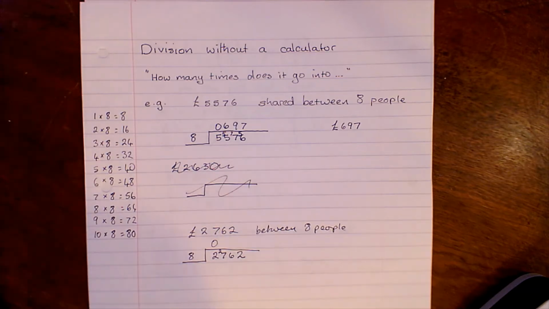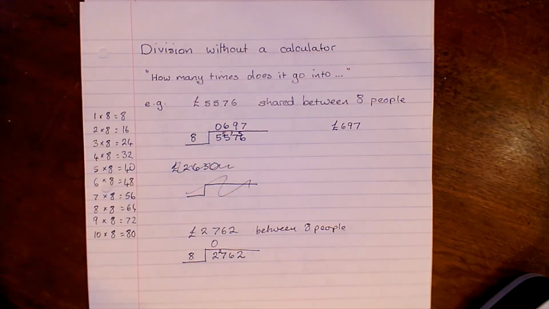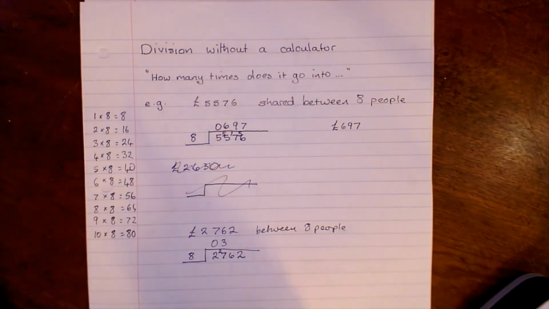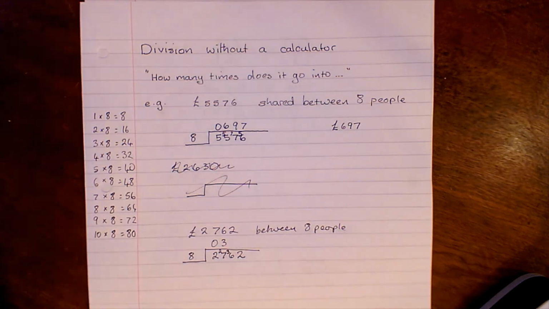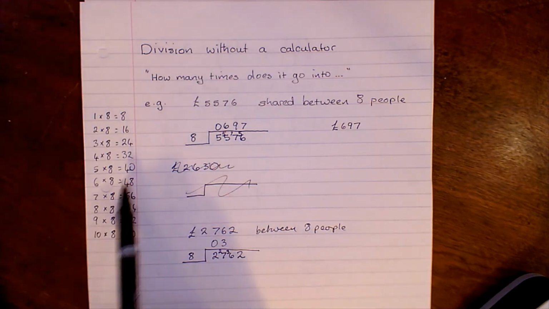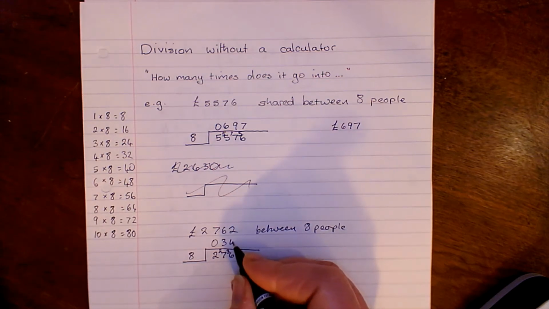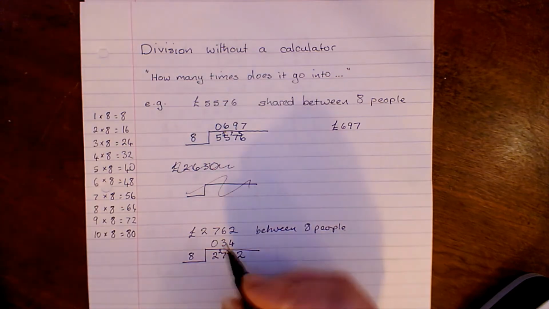How many times does 8 go into 27? Well, 32 is too big, but 24 is less than 27. That was 3 times. So we can put a 3 there, but that would have been 24, 25, 26, 27. I've got 3 left, so we'll put it on there. How many times does 8 go into 36? 40 is too big, 32 is a bit less. So that's 4 times. And what have we got left? 32, 33, 34, 35, 36. We've got 4 left.